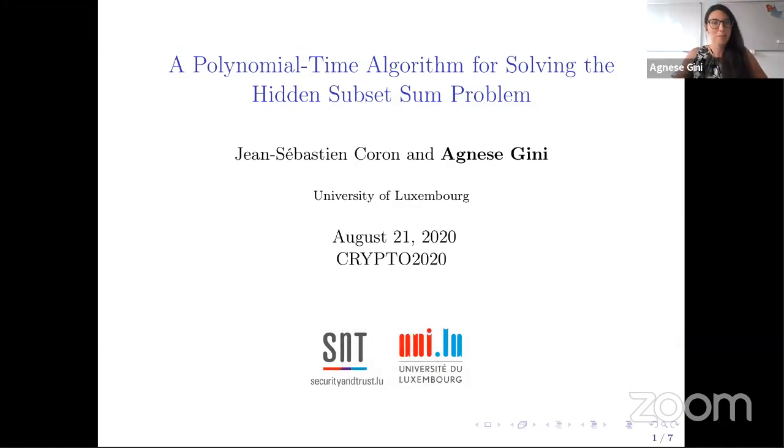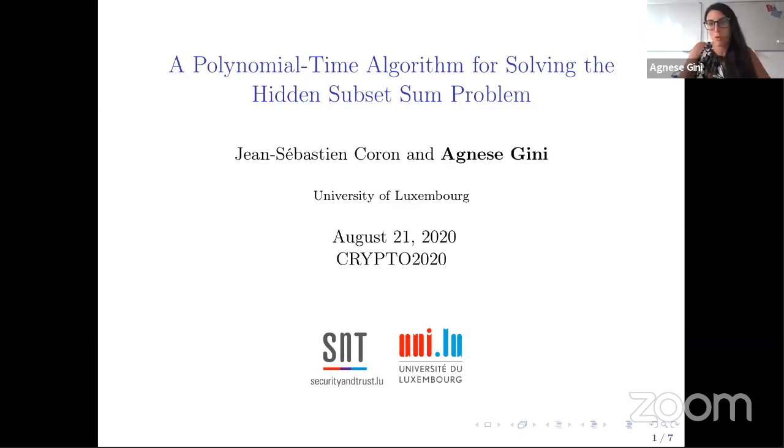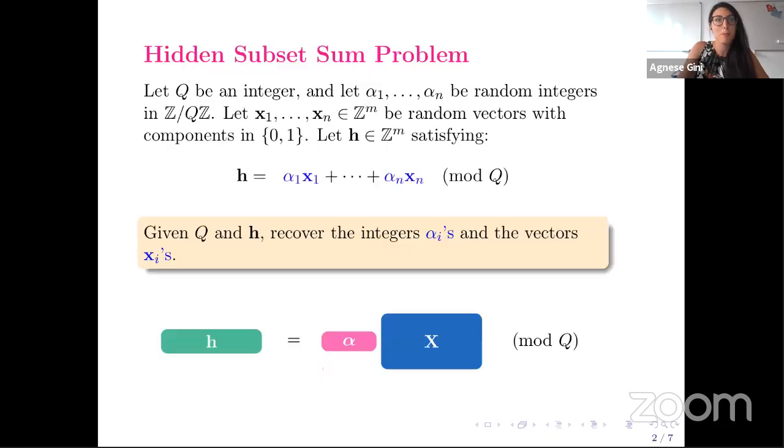Hi everybody. As you said, my name is Agnese and I will present our polynomial time algorithm for solving the hidden subset sum problem. This is joint work with Jean-Sébastien Courant. Well, we want to solve the hidden subset sum problem, so it's good to define the problem first.